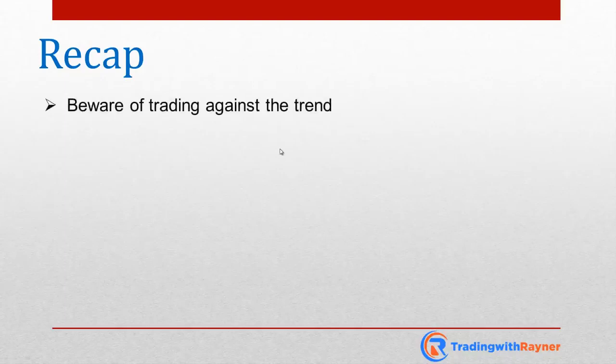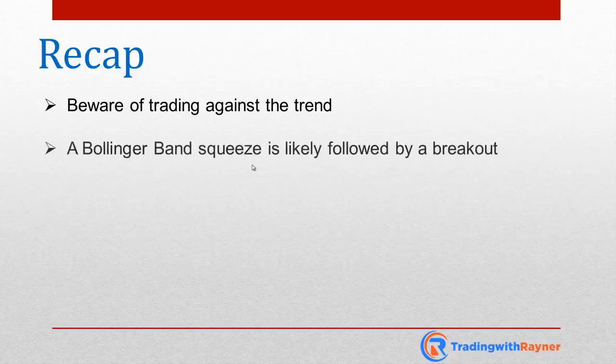So just a quick recap of what you've learned today about Bollinger Bands. Be aware of trading against the trend. Don't blindly short the outer band just because the market is overextended, because if you are trading against the trend, the market can hug the Bollinger Bands for quite a long period of time, as you've seen earlier. Second thing, a Bollinger Band squeeze is likely to be followed by a breakout. So if you see the Bollinger Band looking like a very tight sausage, there's a good chance that it could break out sometime in the future.